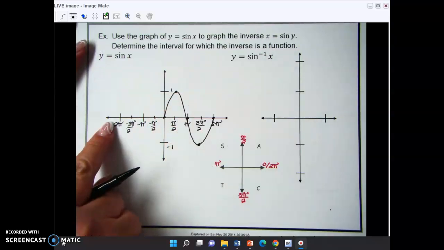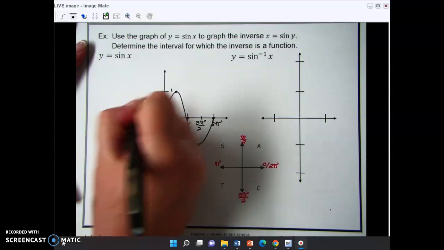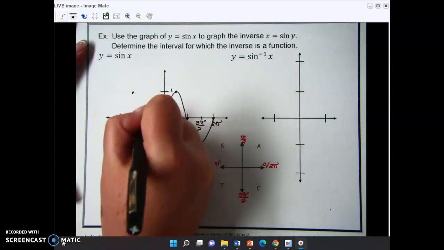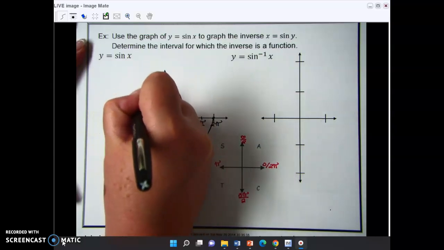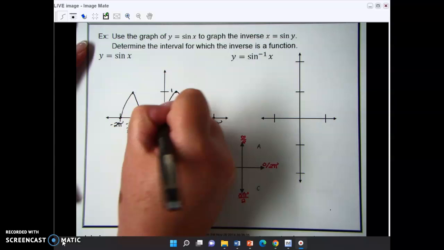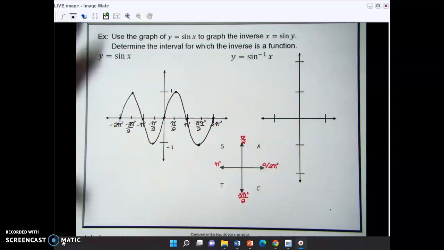But I have another beginning of a period at -2 pi. So that's going to climb a mountain and dig a hole. And we can keep rubber stamping that, and it would continue to oscillate forever and ever to the right and forever and ever to the left.